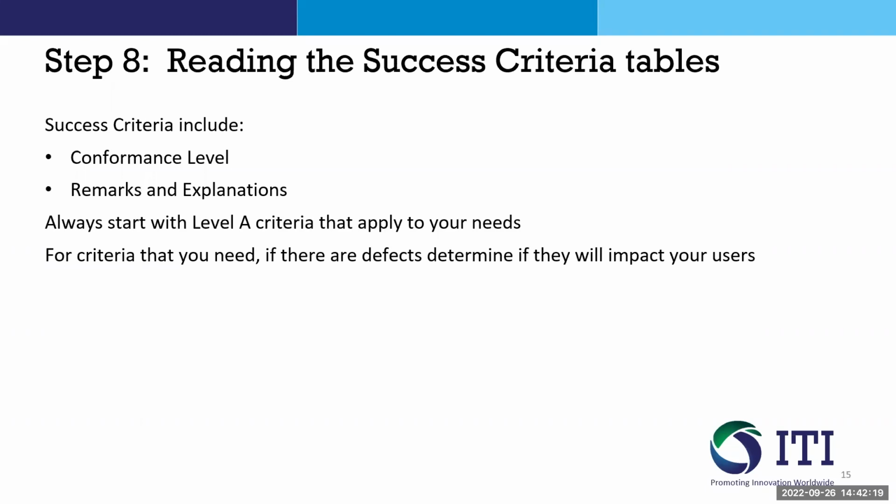You always want to start with the level A criteria that apply to your needs and look at that level first. For the AA criteria, you can look and see how it did. And it may be that for a specific population, this particular defect would not affect anyone in your particular office, and so that's okay. So always when you're reading and evaluating these reports, just determine if the defects found in the report will impact the users that you're advocating for.